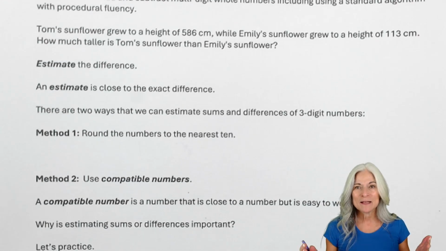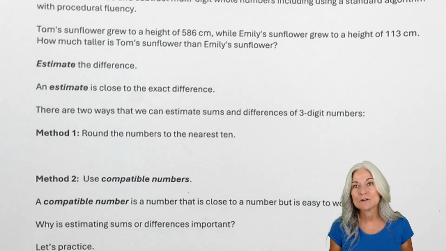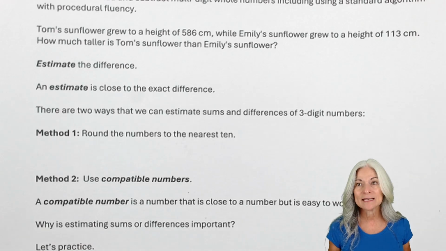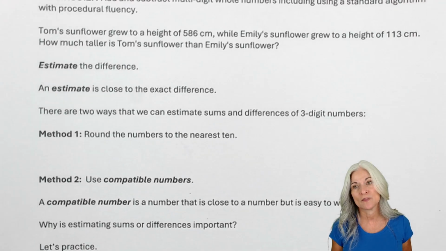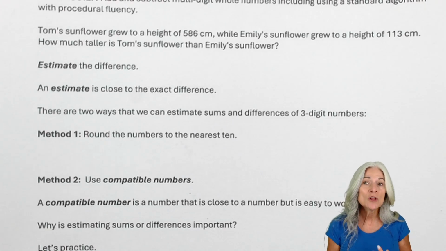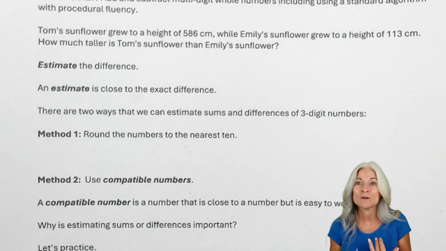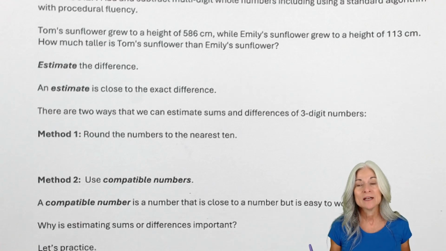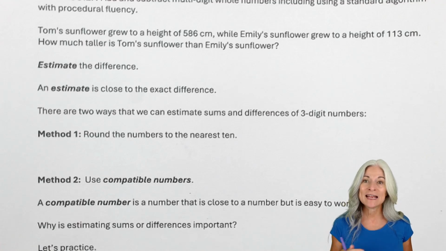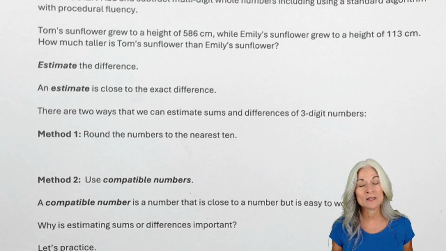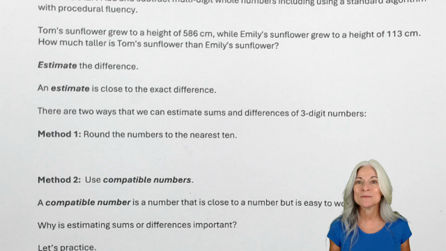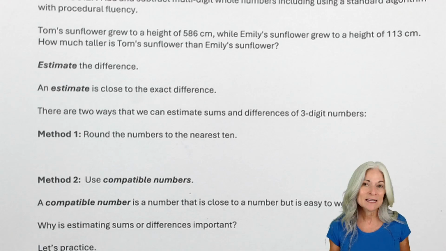All right, the students may look at a problem like this. Tom's sunflower grew to a height of 586 centimeters, while Emily's sunflower grew to a height of 113 centimeters. How much taller is Tom's sunflower than Emily's sunflower? Okay, so in this case, they're estimating the difference. New vocabulary word for your children. An estimate is close to the exact difference.